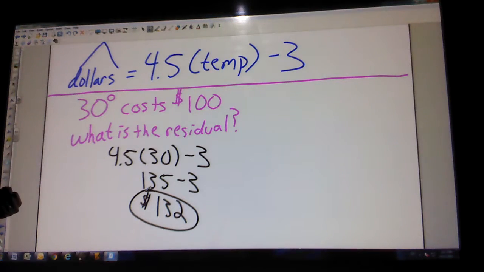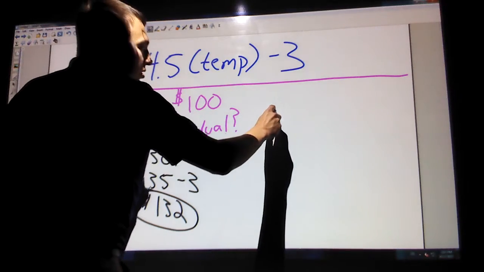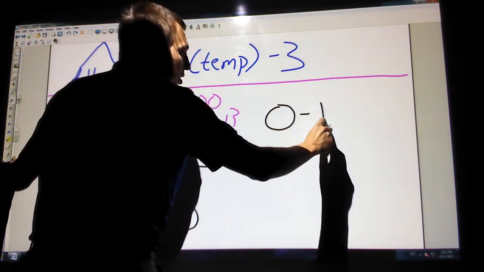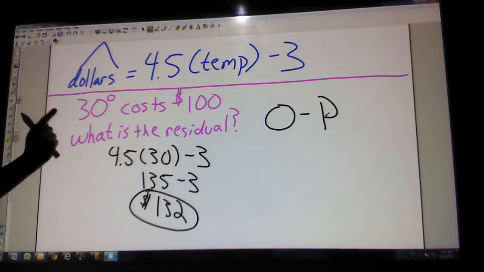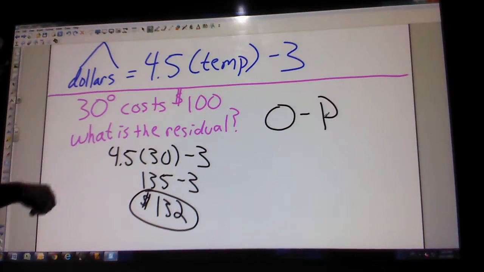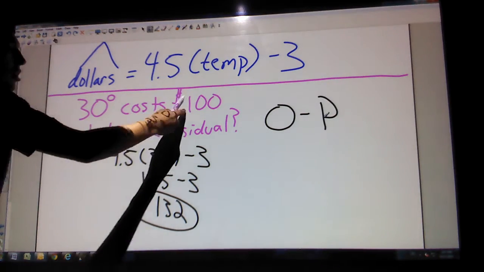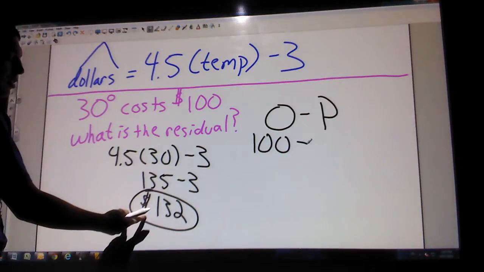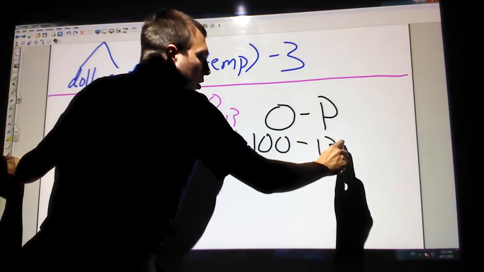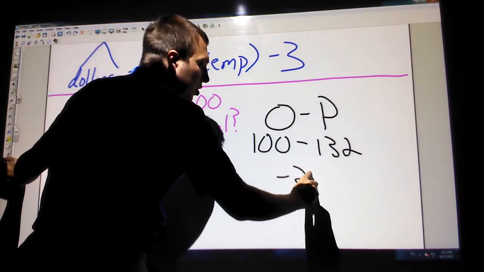So what is the residual? The residual is the observed minus predicted. Observed is what they told us. Maybe it's in a table, maybe it's in a paragraph, but the observed was $100. We predicted 132. So my residual is negative 32.